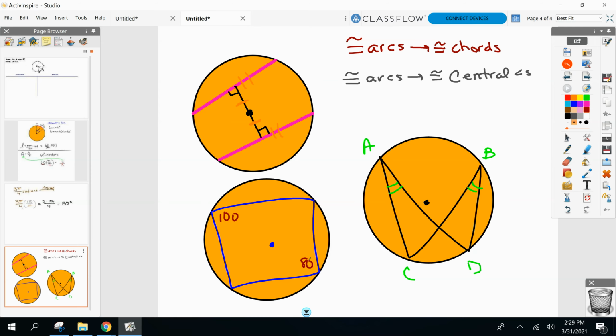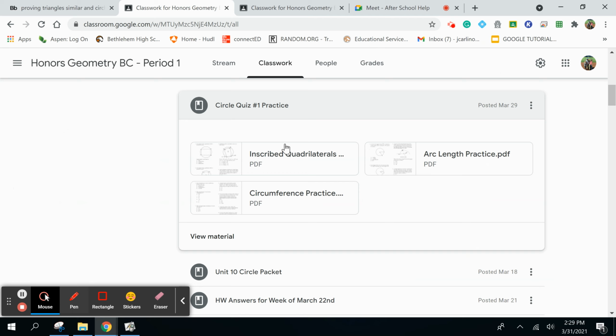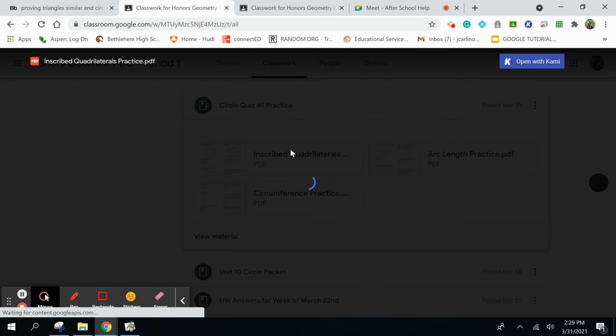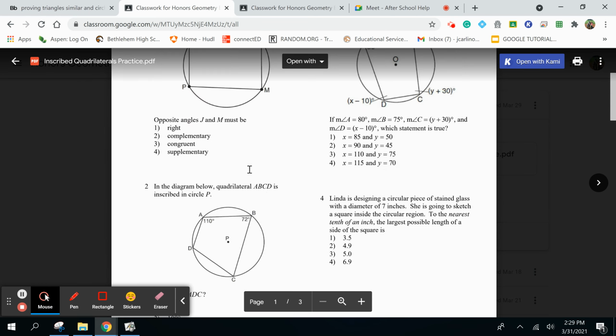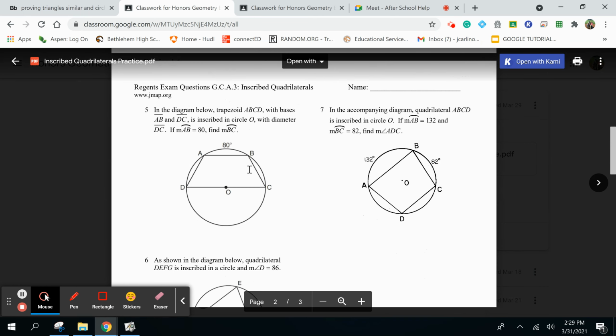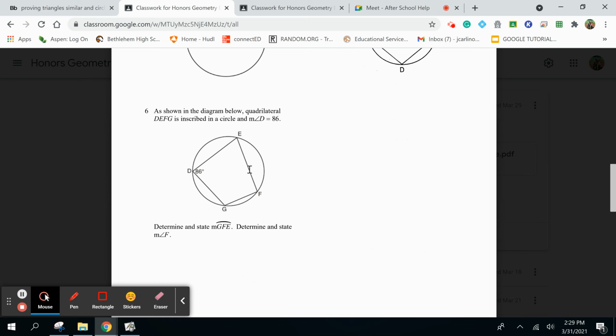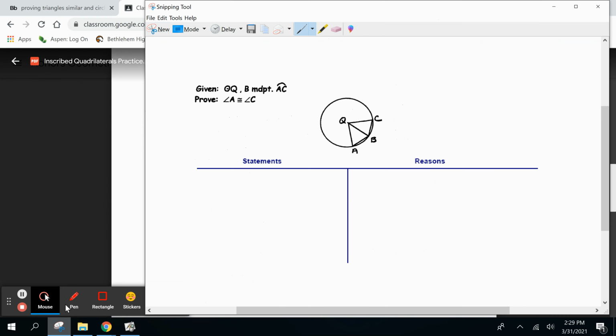Whew. Others you'd like to go over? Can you go over one of the problems on the circle sheets on the classroom? You got it. Which one? The inscribed quadrilaterals one, number 6. Got it. Inscribed quadrilaterals. Here it is. All right, good one.